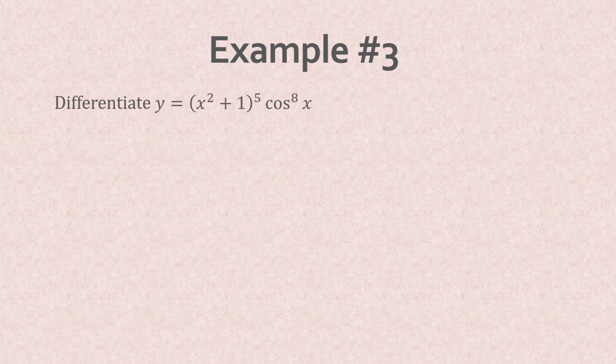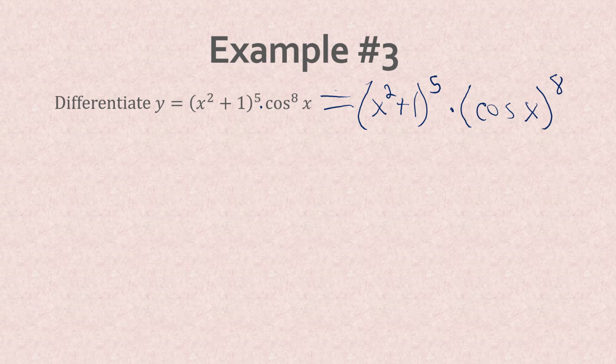And then last but not least, we'll look at something that has not only a product, but with it a chain. You could see that the x² + 1 is being raised to the 5th, so that's a chain rule. And the cosine, we rewrite this as being raised to the 8th. So we'll have to use the product rule and the chain rule.